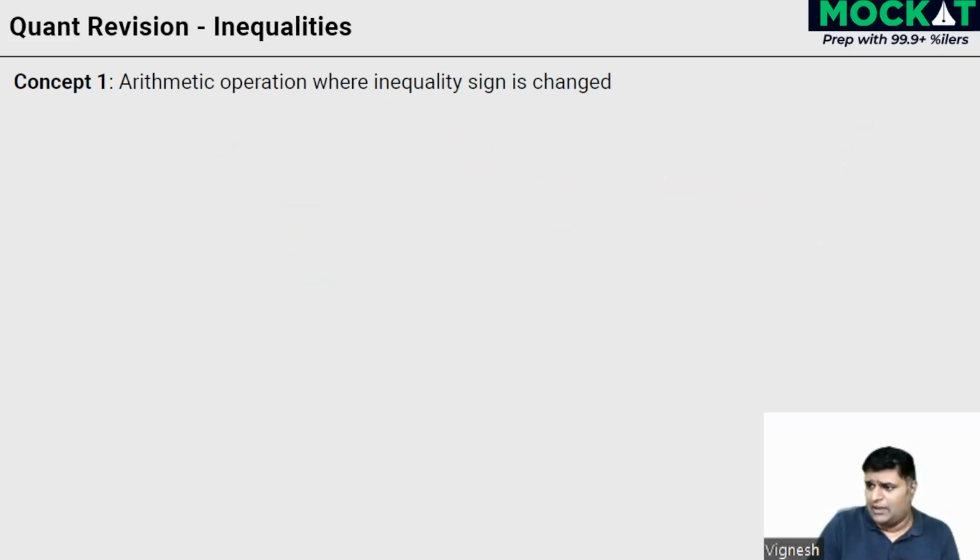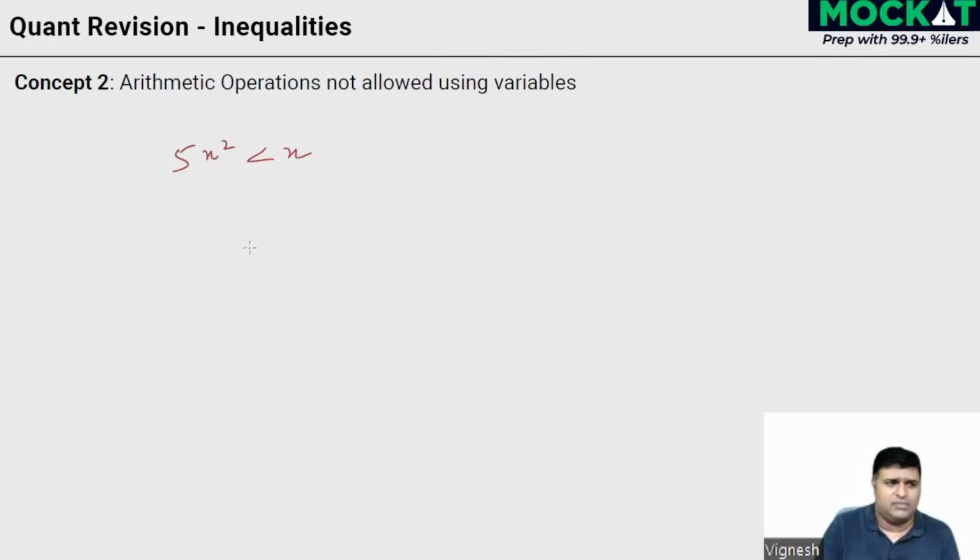Moving to the next concept, again onto the basics. Arithmetic operations not allowed using variables. So what are the arithmetic operations with inequalities which are not allowed? For instance, let us say we have 5x square is less than x. Now, I cannot cancel an x on both sides and say 5x is less than 1. I can't divide it here. And again, I can't say x is less than 1 by 5. This is wrong and wrong.